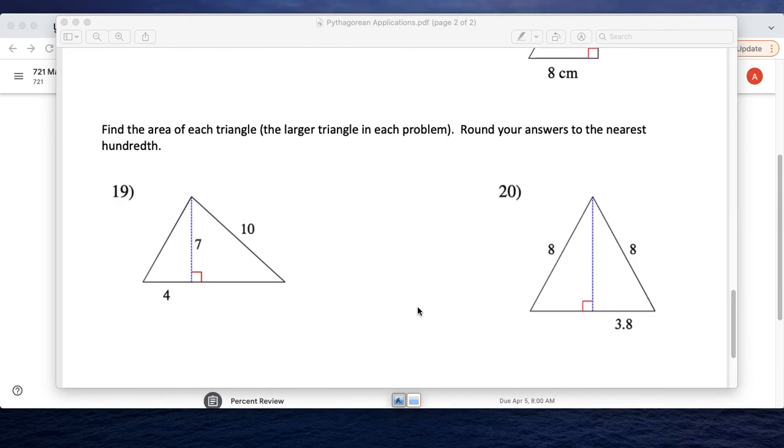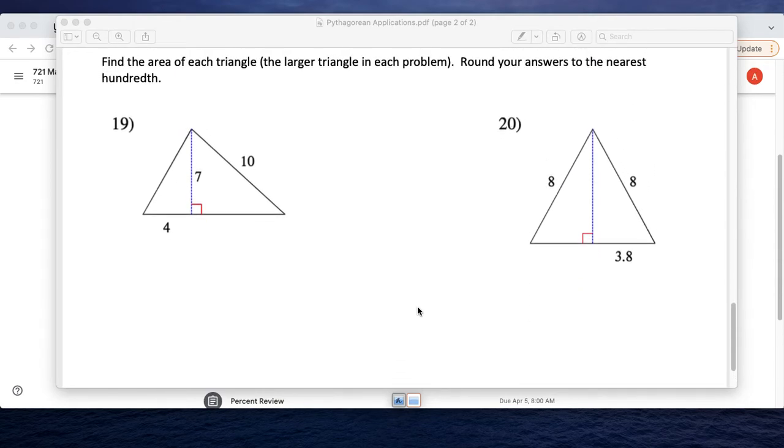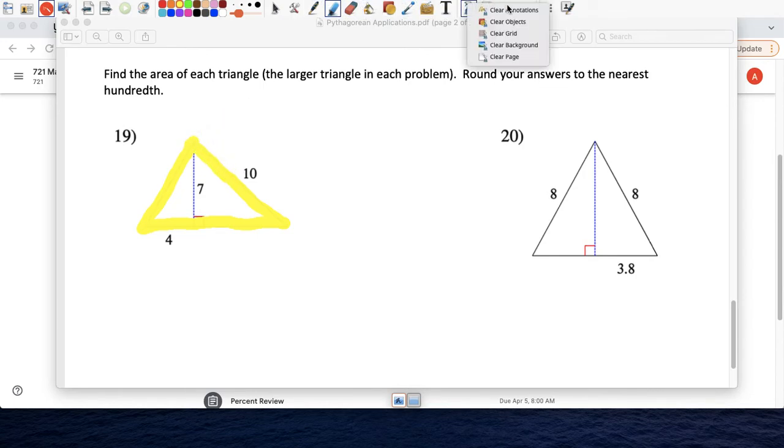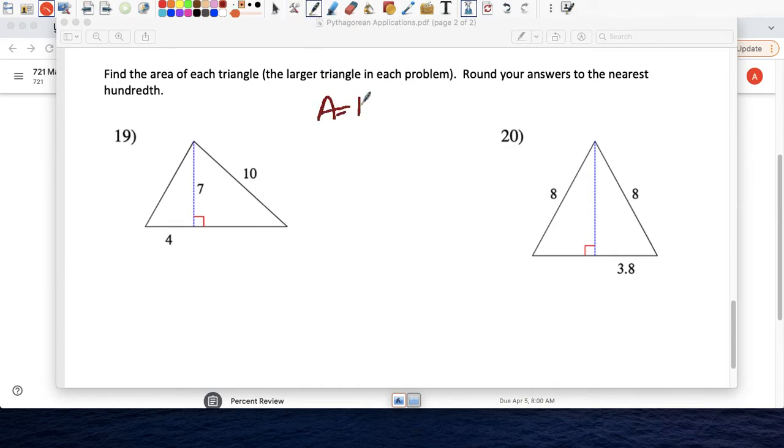Find the area of each triangle. So I see what you mean. So they're asking you for the area of this triangle. Now, to find the area of the triangle, you know that area equals base times height divided by 2. We have the height, but we don't have the complete base. I know from here to here is 4, but that's not the base. The base is this whole thing. So I need to find that whole thing.